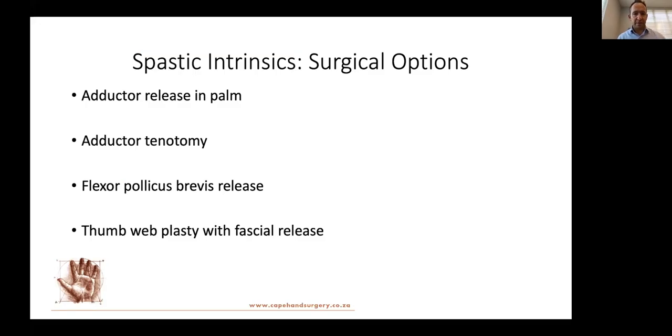So obviously it's a release in the palm, adductor tenotomy, flexor pollicis brevis release. Remember, they all sit with the tendon attachment very close. And then a webplasty with a fascial release. So that's a beautiful procedure.